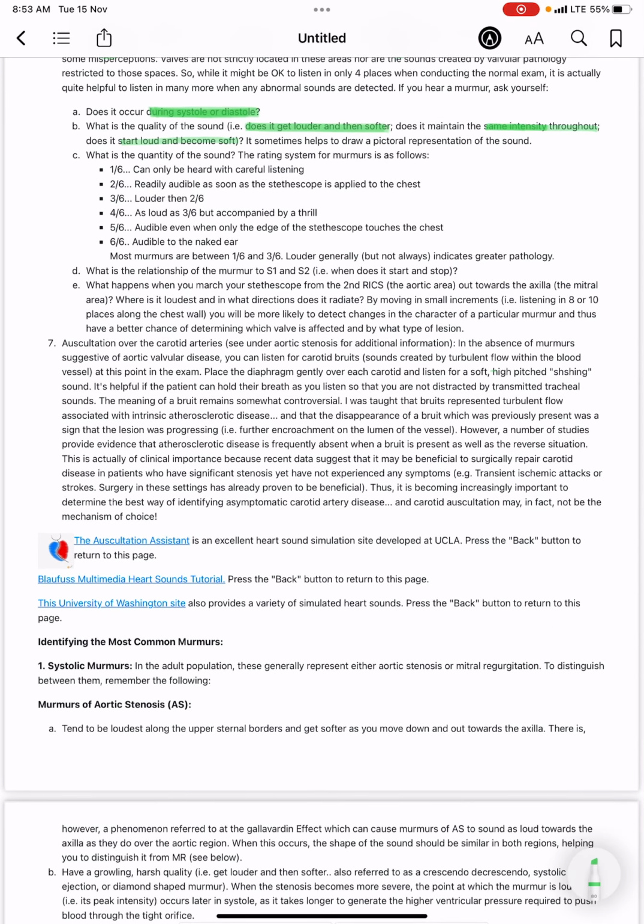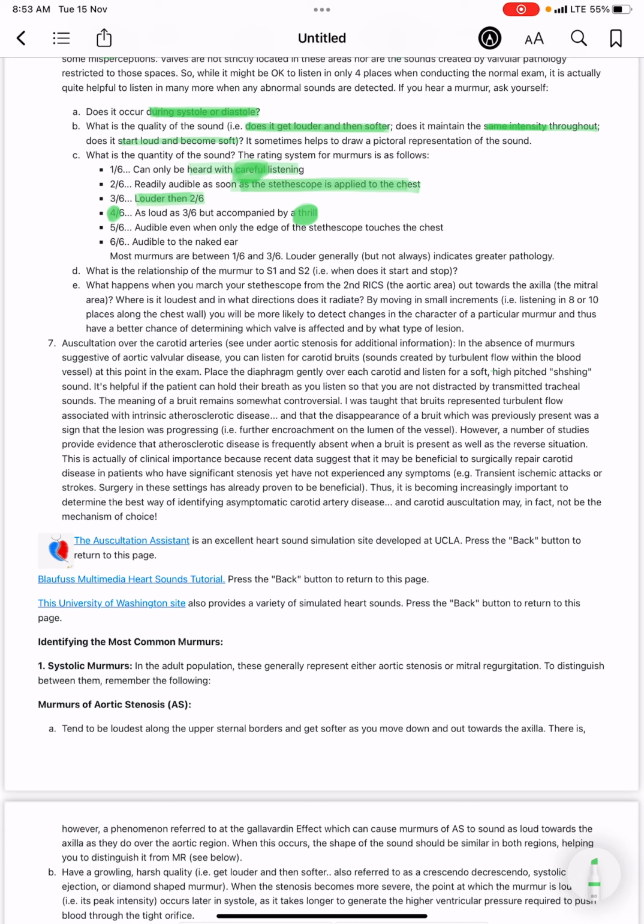What is the quantity of the sound? The rating system is: grade 1, can only be heard with careful listening. Grade 2, readily audible as soon as the stethoscope is applied to the chest. Grade 3 is louder than 2/6. Grade 4 means it is accompanied by a thrill.